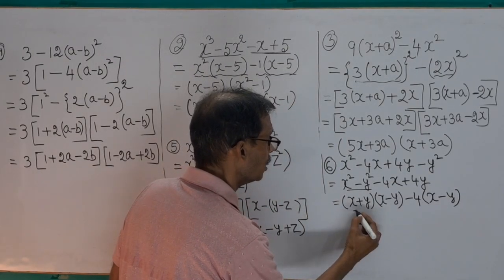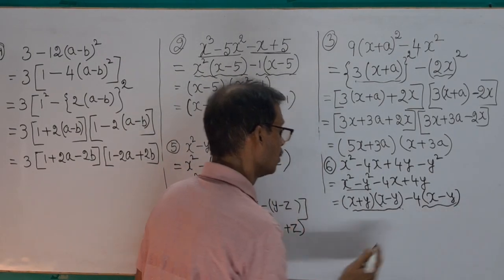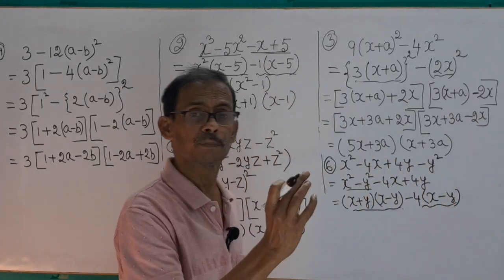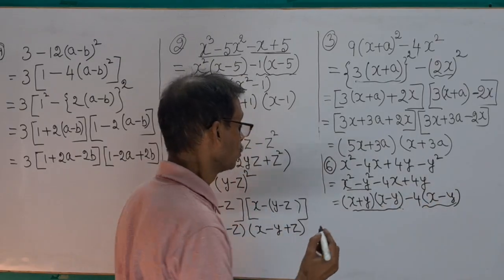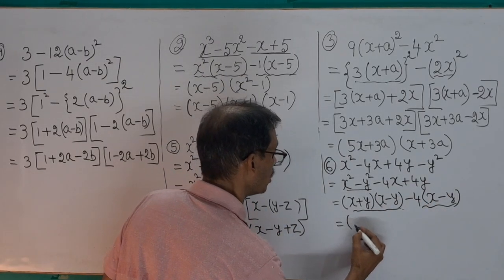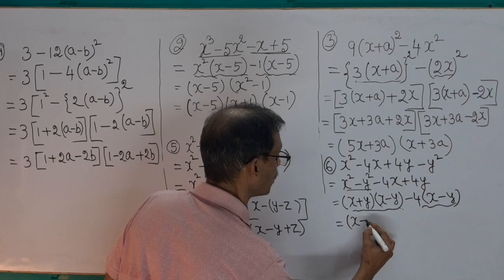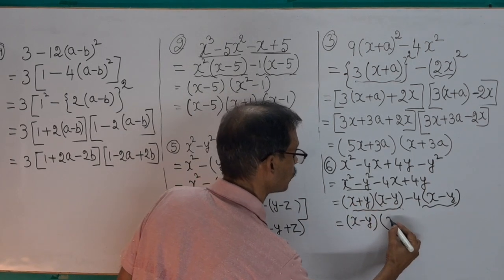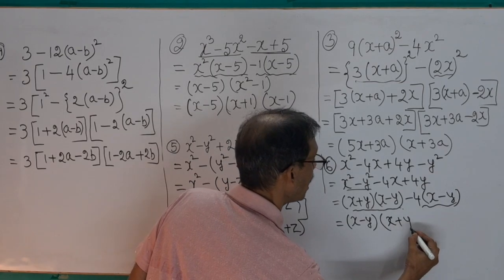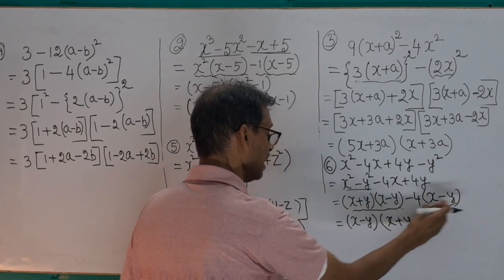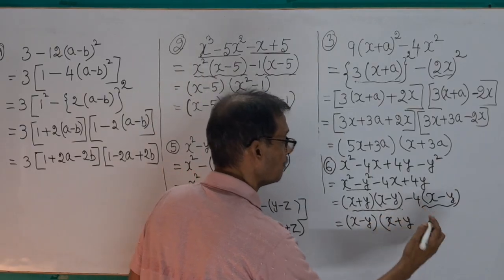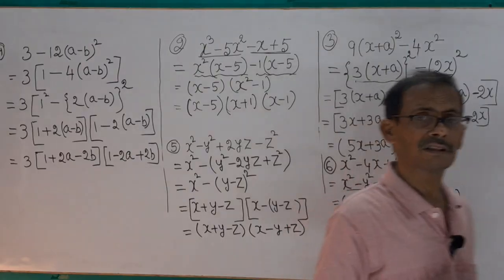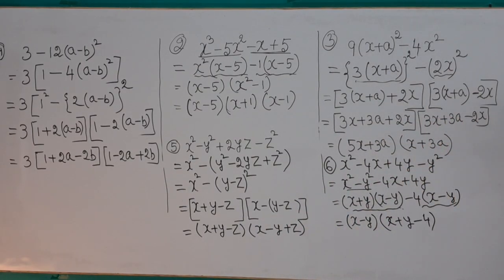Now just notice here and here, x minus y is available here and x minus y is also present in the next one. So if you take common x minus y from both of the terms, then in this term only x plus y, and x minus y has come out, so you are getting minus 4 here. These are all the factorization methods.